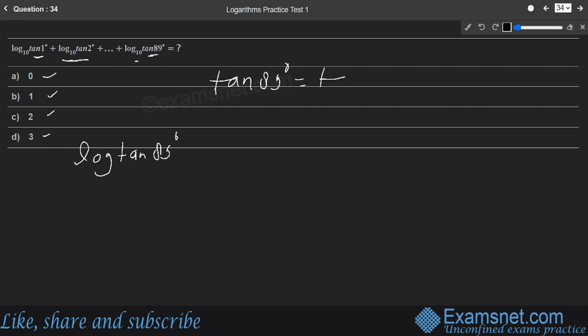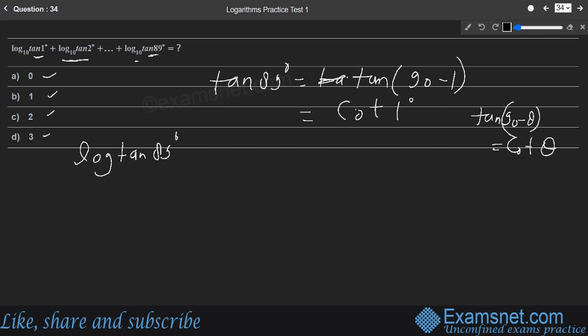Tan 89 can be written as tan of 90 minus 1, which is nothing but cot 1, because tan of 90 minus theta is always cot theta; that is a trigonometrical rule. That's why tan 89 has been written as tan of 90 minus 1, and that is nothing but cot 1 degree, because tan of 90 minus theta is cot theta, so it is cot 1 degree.